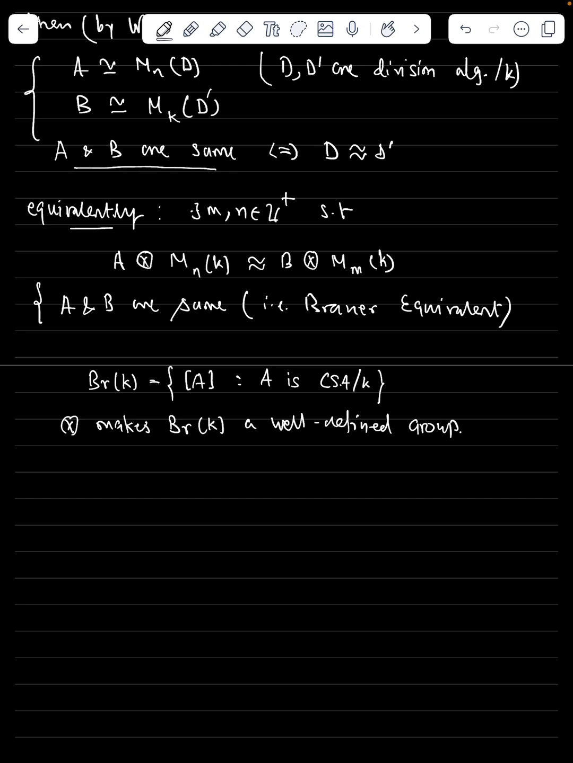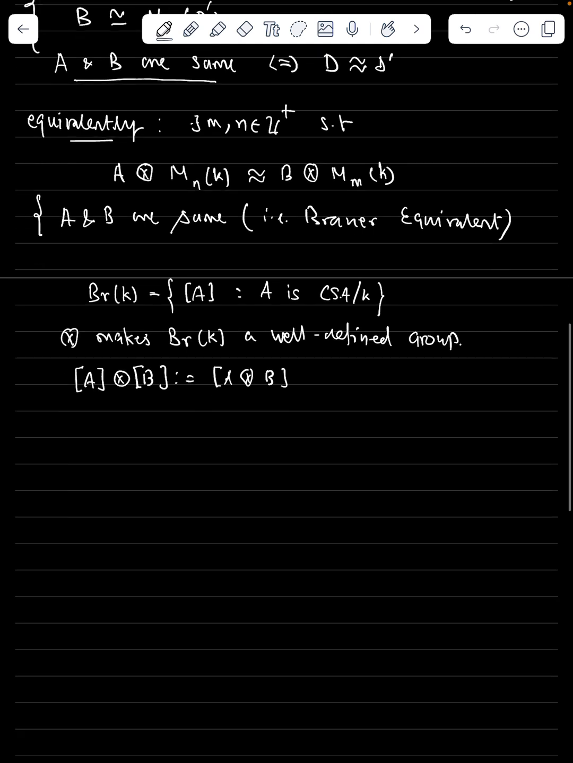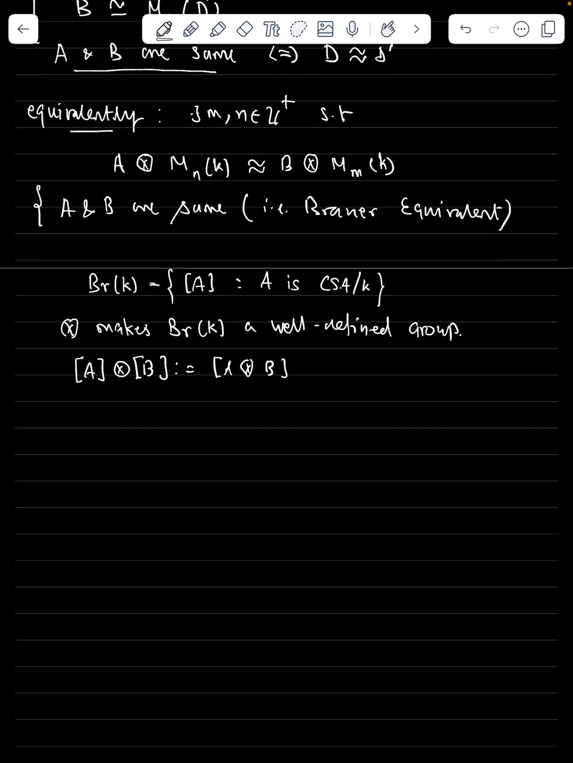That means, if you have one class of central simple algebra, you take another class of central simple algebra, you define the product to be the first tensor the second, and that becomes another central simple algebra. That's easy to check. The tensor product of two central simple algebras is again central simple. So this makes a well-defined group. And in fact, it's an abelian group, because you can do either A tensor B or B tensor A, and both of them are isomorphic. The Brauer group of K is abelian.